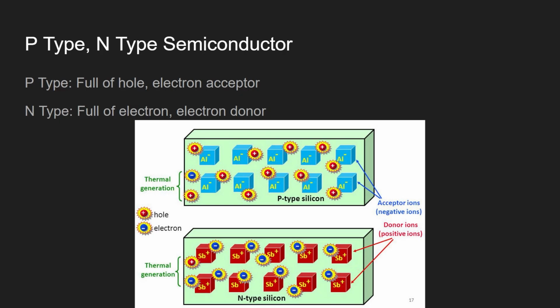And for N-type, N means negative, so you know that it is full of electrons, because electrons are negatively charged. They are electron donors. They are in group 5, so they have one extra electron, and P-type lacks one electron. That's why when you combine both of them, it becomes an NP-type semiconductor. The electron can flow from negative to positive, so the current will flow from P to N, okay?